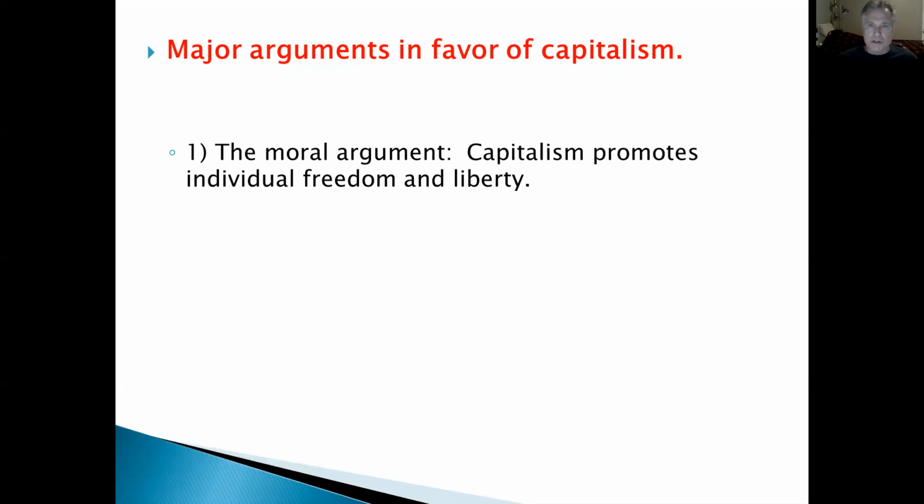There is a moral argument, and that is that capitalism promotes individual freedom and liberty. And this probably resonates with you on some level. We live in a free society, and the reason why we live in a free society is this sense that we don't have a lot of government on our back. We can do what we want. And that really parallels ideas of the free market economy, capitalist economy.